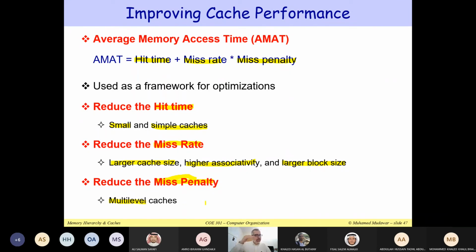Multi-level caches, because if you can actually have a 2nd level cache, a 3rd level cache, there is no need to go to the main memory, and therefore you can reduce the miss penalty.